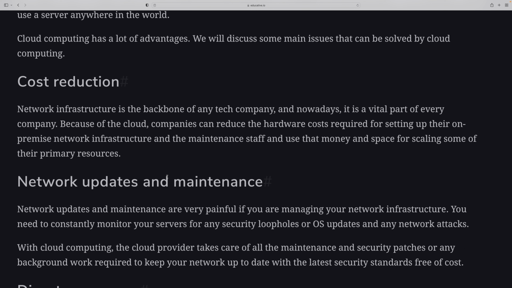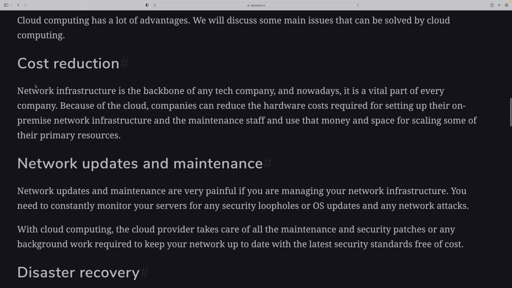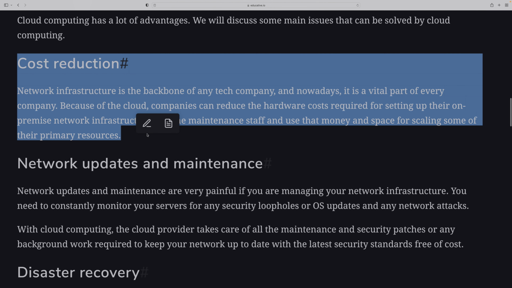Network infrastructure is the backbone of any tech company. Nowadays it is a vital part of every company. Because of the cloud, a company can reduce the hardware cost required for setting up their own on-premises network infrastructure, maintenance staff, and use that space for scaling some of their primary resources. So the main point here is that using cloud it can reduce the cost.